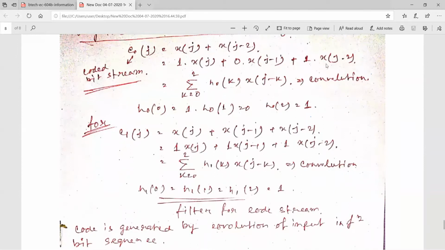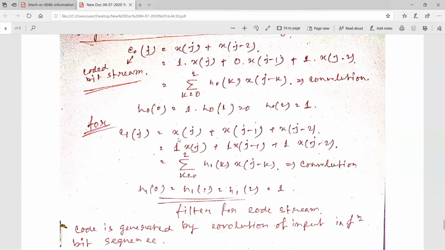Actually, these coefficients are represented as h0 for the 0 bit. These are called the filters. So h00, that means the first coefficient is 1. The second coefficient is 0, and the third coefficient is 1. Okay, so C0j is for code bit 0, and C1j is for code bit 1.